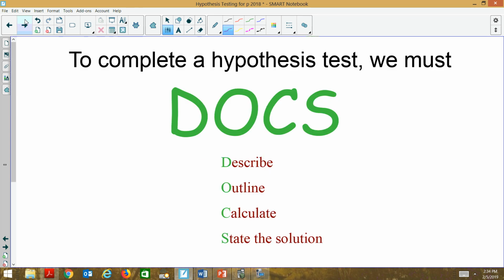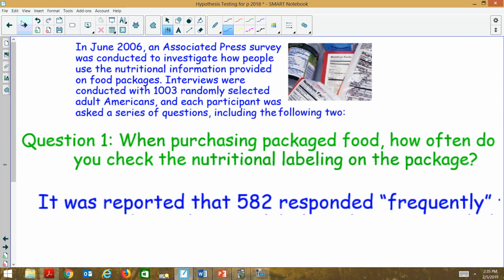To complete a hypothesis test, we must do what is called DOCS. It is the documentation of a hypothesis test. There are four layers of DOCS that we must do: describe, outline, calculate, and then state the solution. I'm going to go through this very quickly, but you need to understand the features of DOCS so that when you come into class, we're able to just work on DOCS continuously. So back to our question.